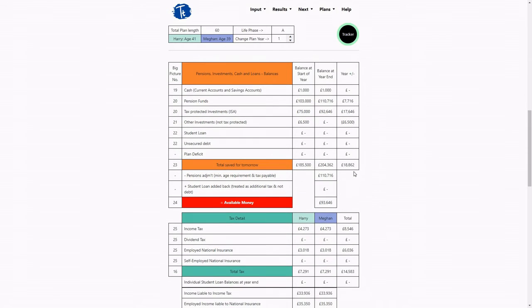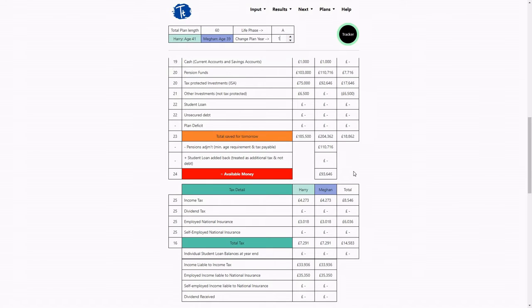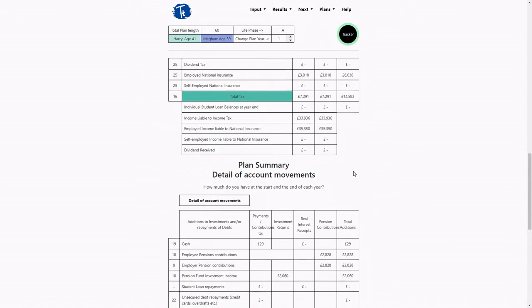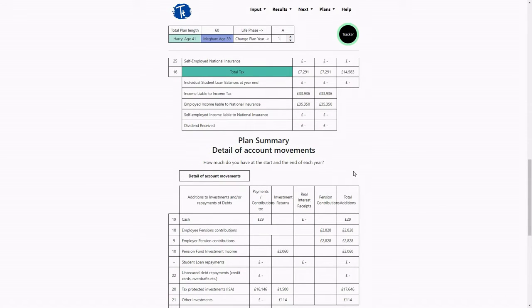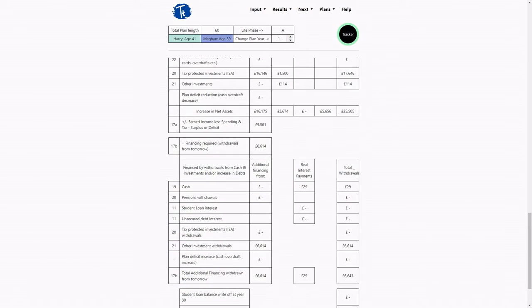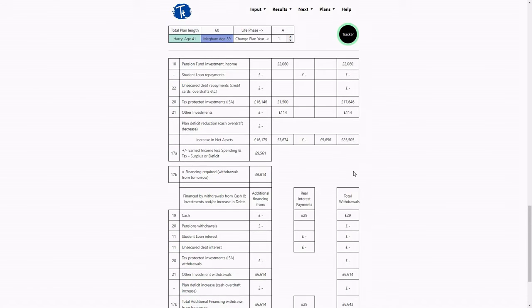You can see the amount each person is planning to pay each year in income tax, dividend tax, and national insurance. And this table shows all the individual movements that have increased your savings for tomorrow by adding to assets or repaying debts, while the table below shows the amounts that have been withdrawn from your tomorrow savings. If you're not a fan of all this detail, then you don't need to spend any time with the tracker, but for those who are curious about what is happening behind the scenes and how TNT builds the graphic summaries, then the tracker is the place to go.